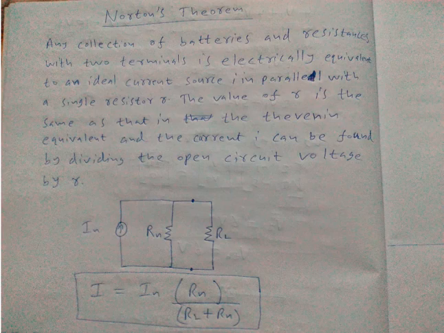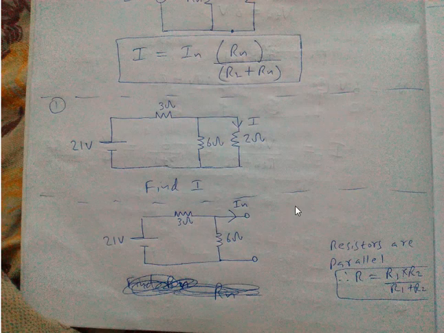These are the formulas that we have to know. This definition you don't need to learn by heart, but you have to know what is what. This diagram you have to memorize, and this formula you have to study: I is equal to IN into RN divided by RL plus RN. These are the most important things you have to learn. And here I have explained one basic problem as well. This problem is more than enough to get a thorough idea about Norton's theorem.